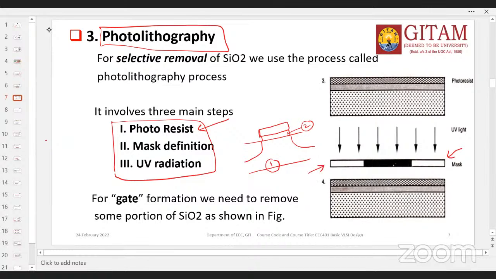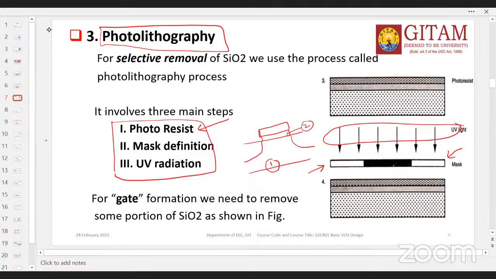What exactly is a mask all about? It's nothing but a glass plate. For example, this is an IC. I'm going to use one glass plate here. I can coat this glass plate with a black color and place it on top of the IC. Now I am going to allow the radiation on top of it. So the UV radiation I'm going to have.